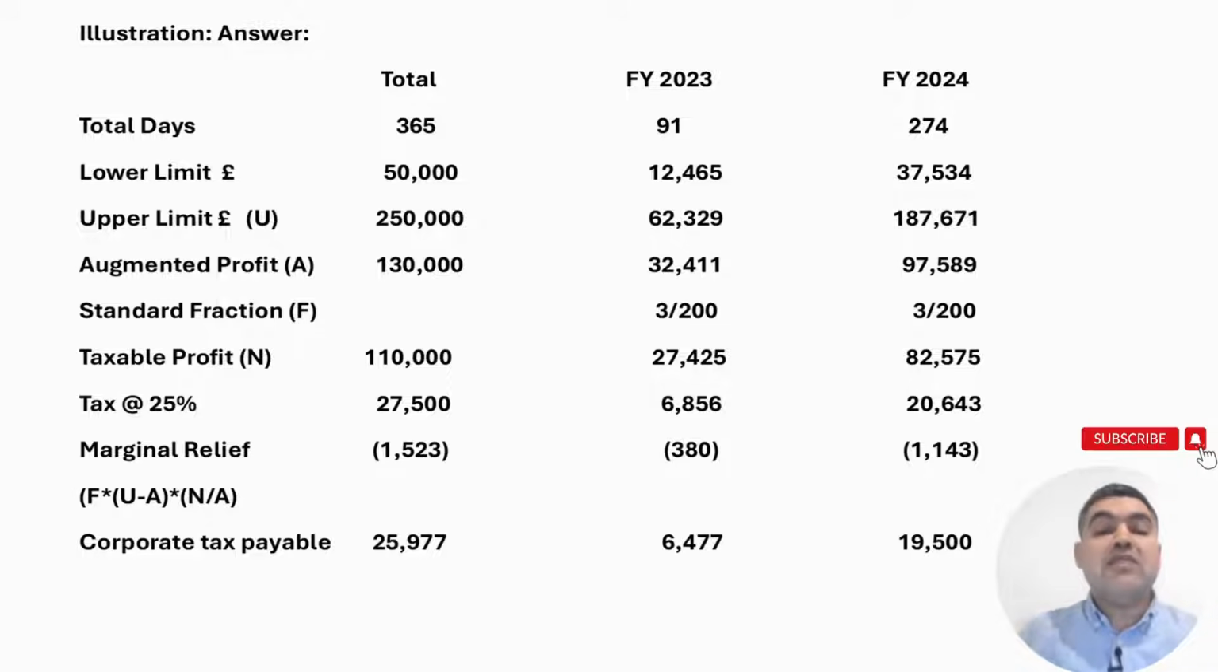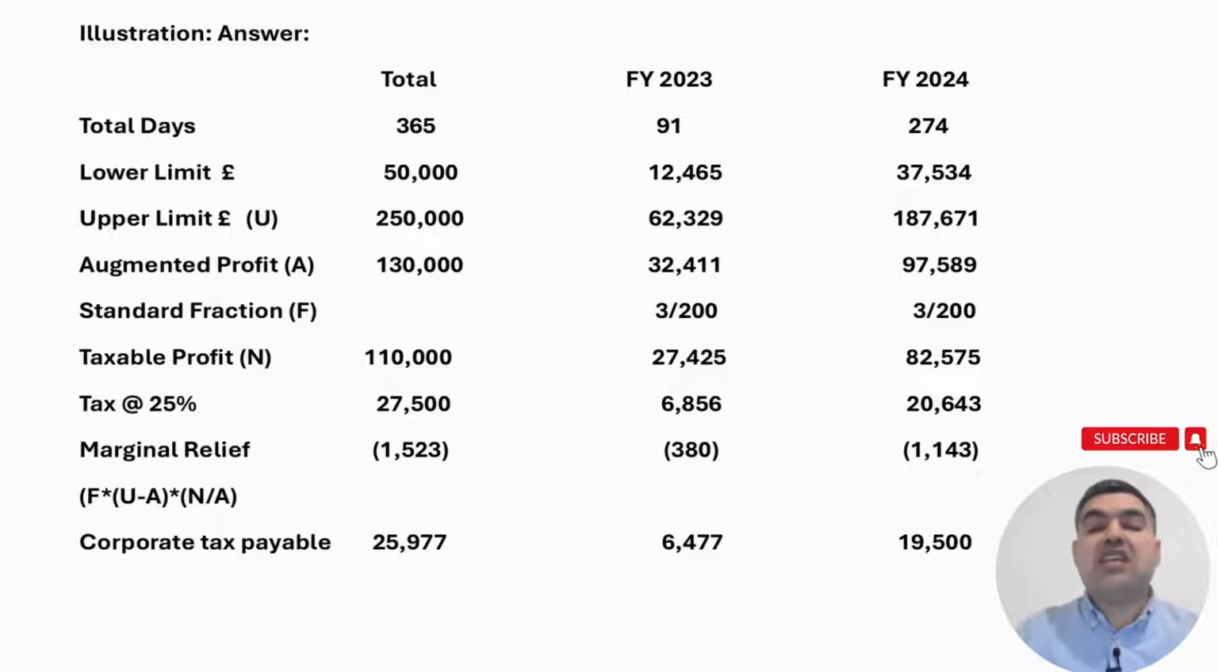So remember, the lower limit is 50,000. So you need to spread the lower limit between two financial years based on the number of days. For example, for 2023, it will be 50,000 multiplied by 91 divided by 365. And for financial year 2024, it will be 50,000 multiplied by 274 divided by 365. And you follow the same for the upper limit, which is 250,000. Augmented profit, remember, is the taxable profit of 110,000 plus the 20,000 dividend, so that gives you augmented profit. So spread it over two financial years.